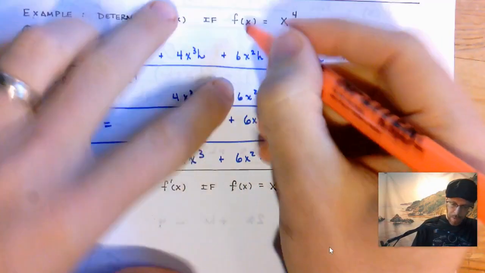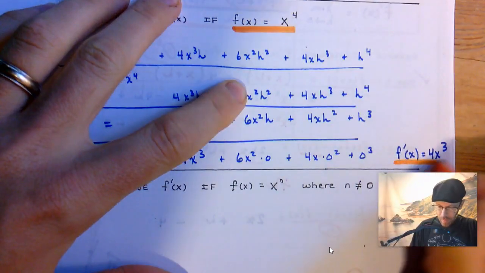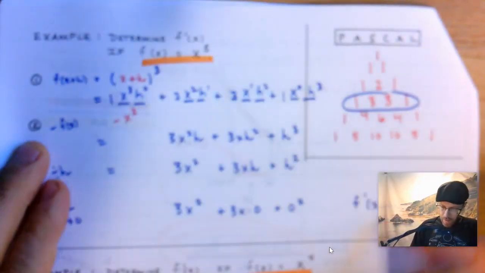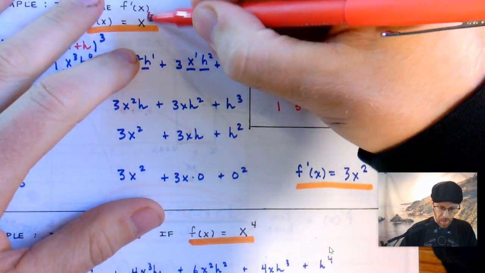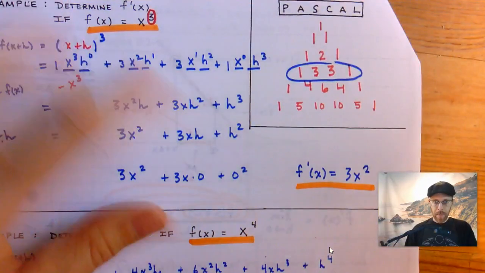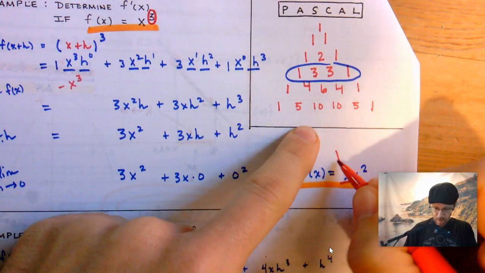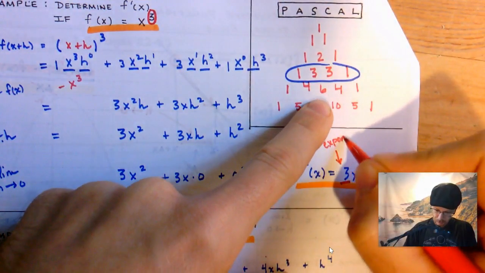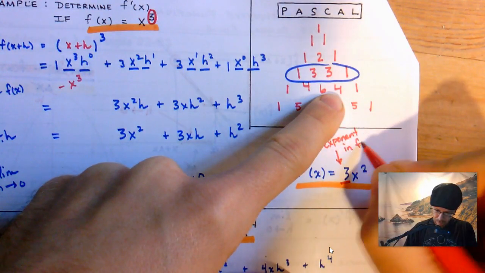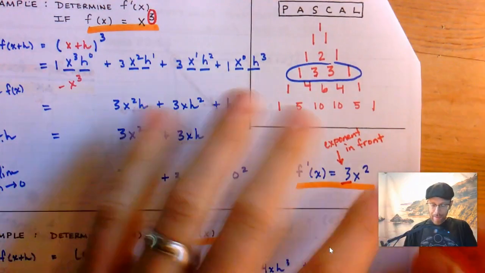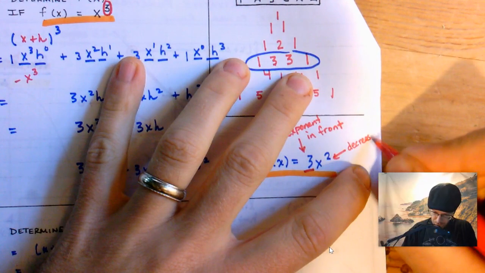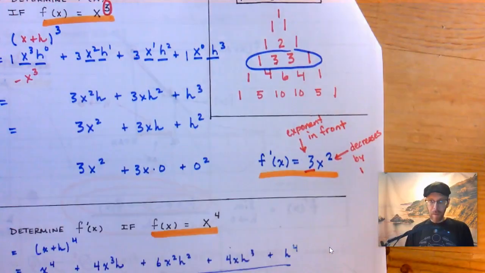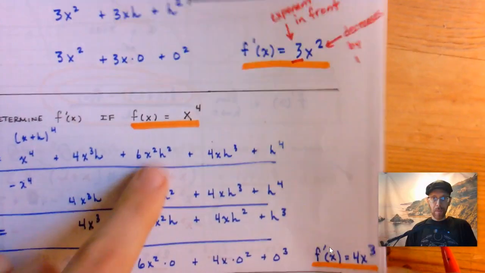Well, some of you may have noticed that there's a pattern from here to here, and then from here to here. Notice that the number that was in the exponent now ends up in front. And the exponent decreases by 1. And you'll note that the same thing happened right here.